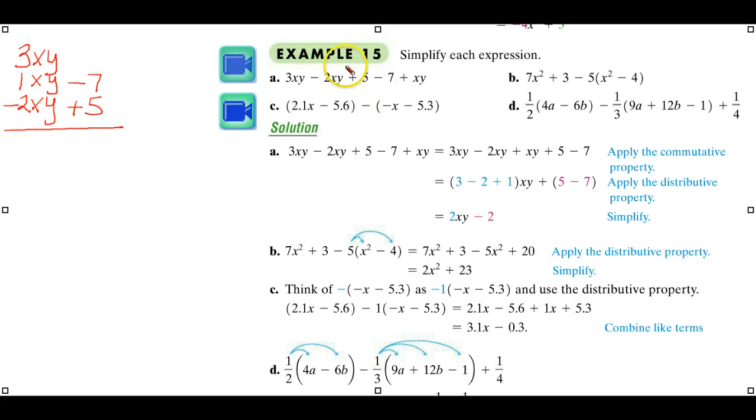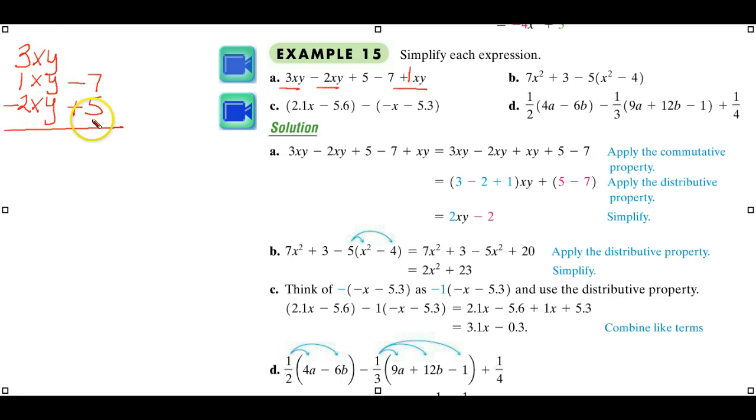Now, in looking at example 15, letter A, we see this is a like term, this is a like term, this is a like term. And you could put the 1 there. Now what I'm suggesting, you could just do it horizontally, but I suggest lining it up in a like term column.